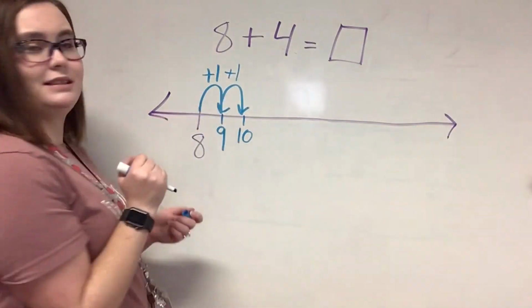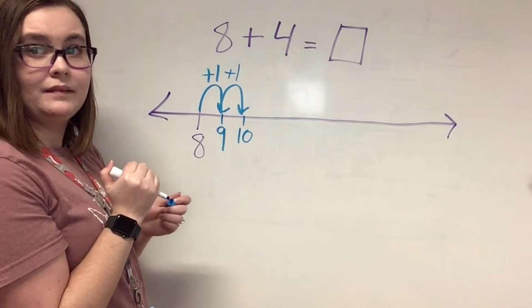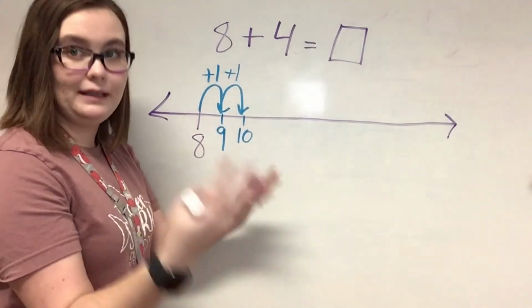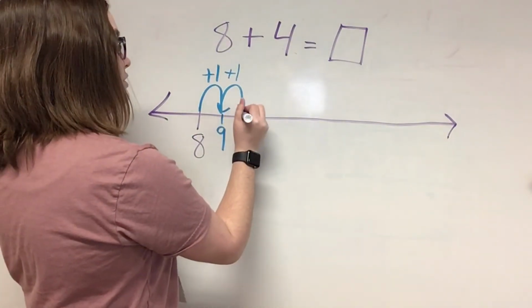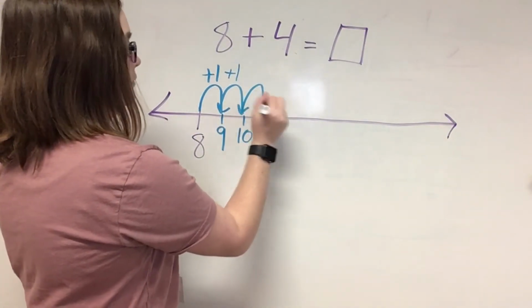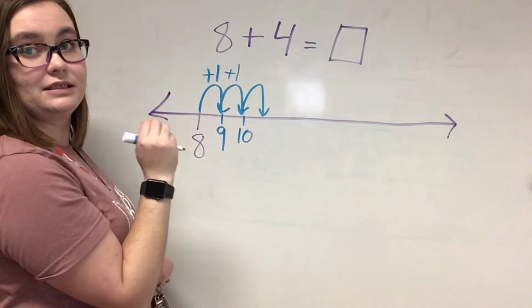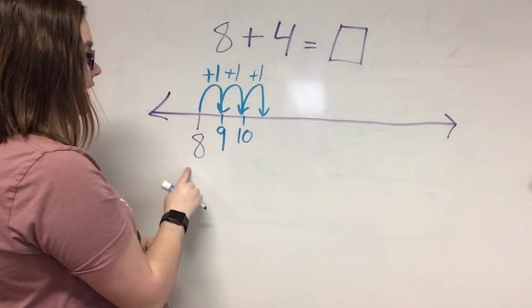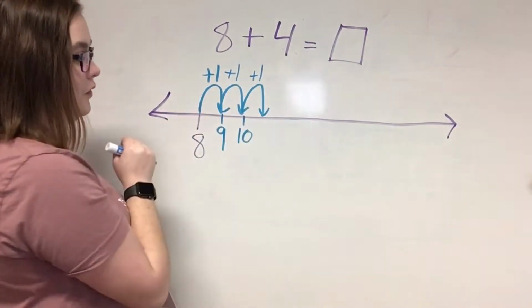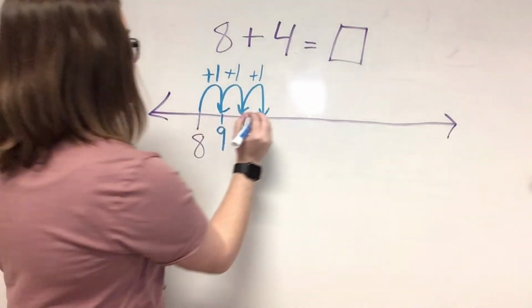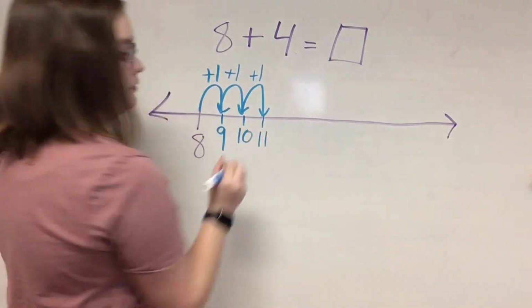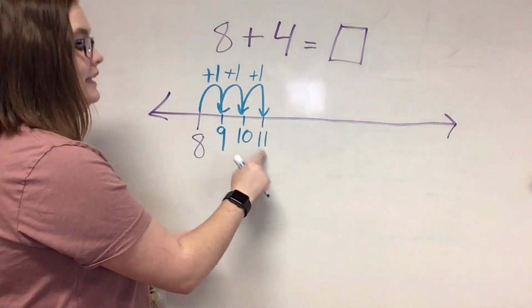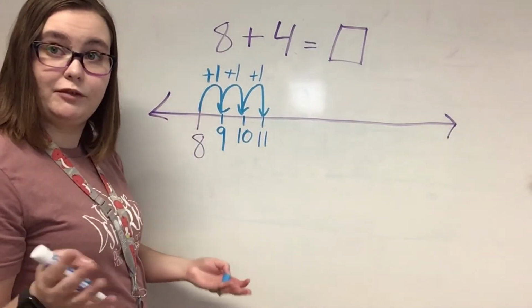Is 2 jumps the same as what we need? No, we need to have 4 jumps, so we better keep going. Let's do another jump of 1. Remember, we're trying to make sure our jumps are the same size. Plus 1, 8, and 3 more is 11. If I don't know that, I can always count 8, 9, 10, 11, because sometimes that helps me remember.